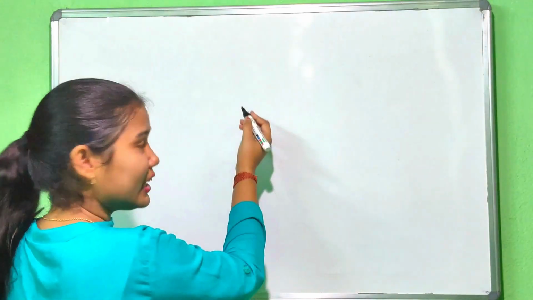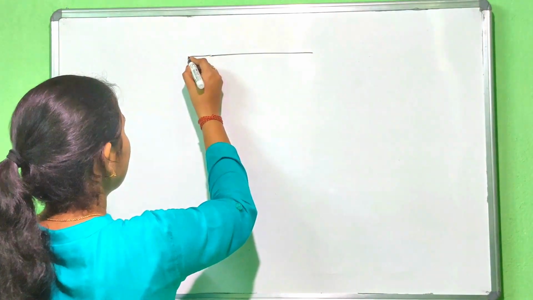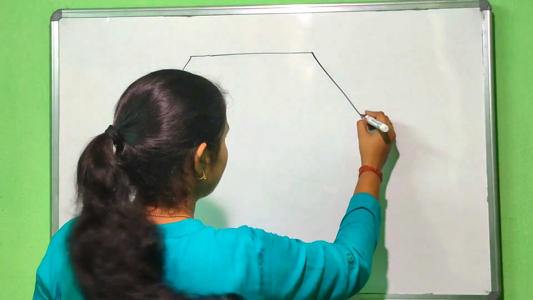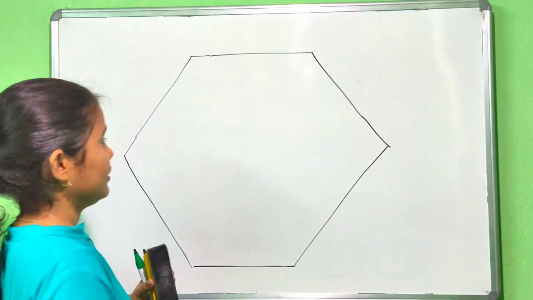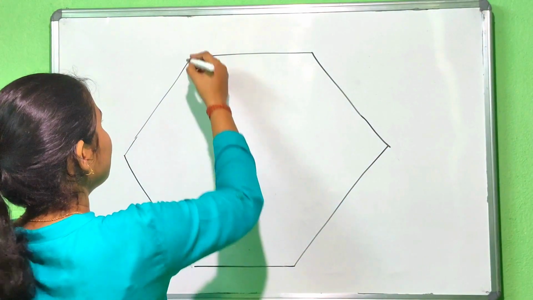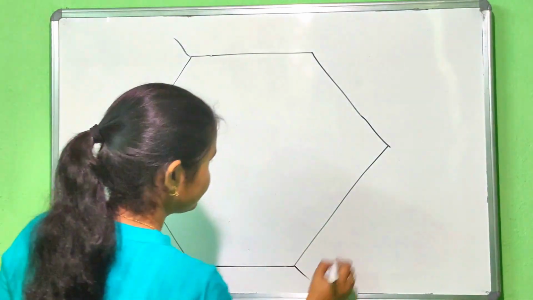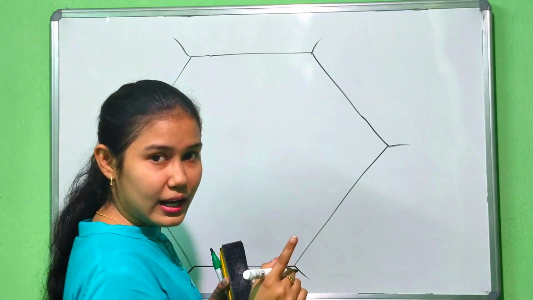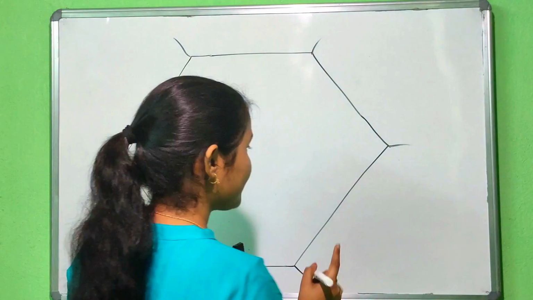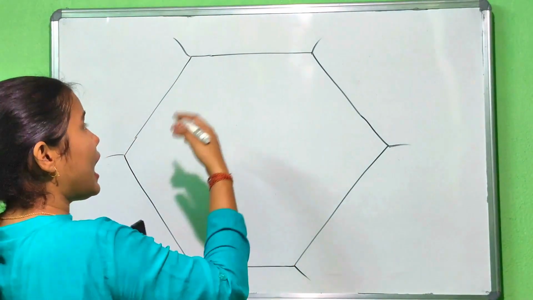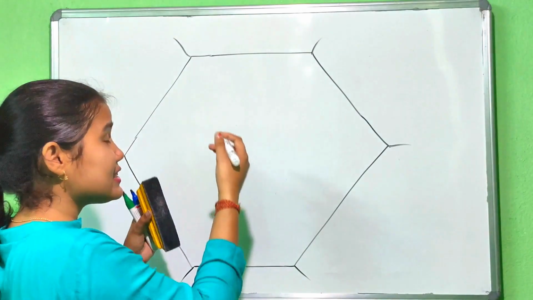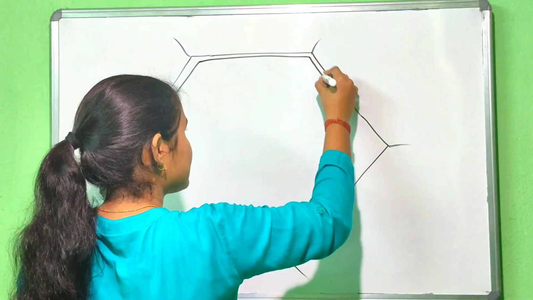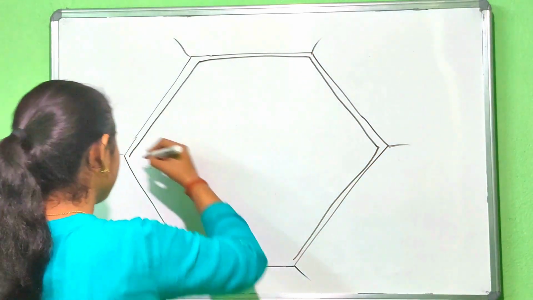Okay, so let's draw a benzene ring. Okay, this is the benzene ring. So now, we will draw the cell wall and the cell membrane. Cell wall is present outside of the cell, right? And the cell membrane is inside the cell wall. So first let's draw the cell membrane. This is the membrane.